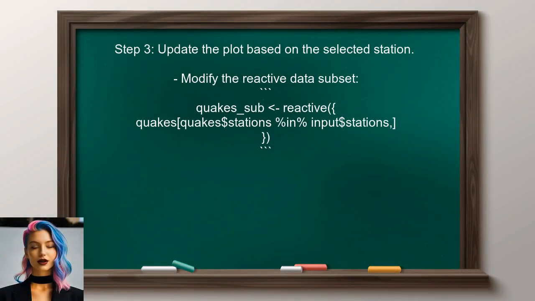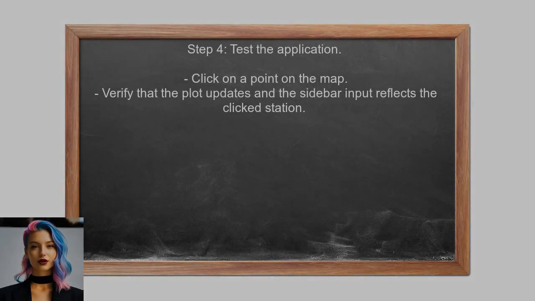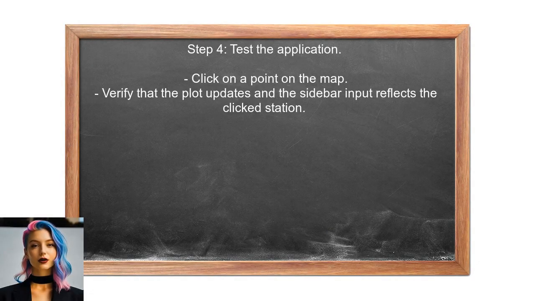After updating the sidebar, the user should ensure that the plot reflects the selected station. This means the reactive data subset must be updated based on the selected station from the sidebar. Finally, the user should test the application to ensure that clicking on the map updates both the plot and the sidebar input correctly. This will provide a seamless user experience.